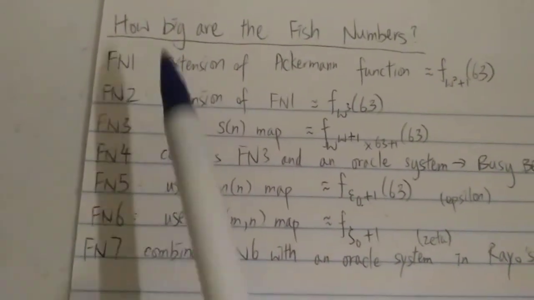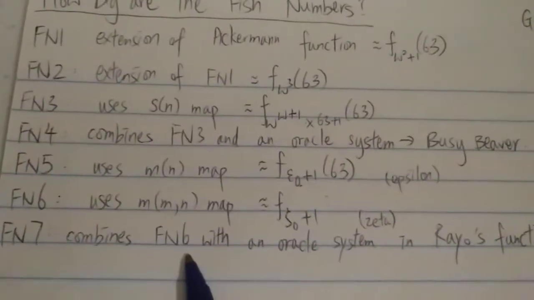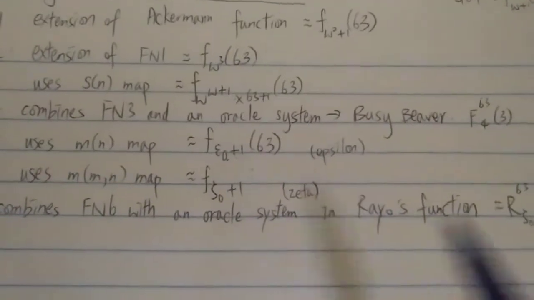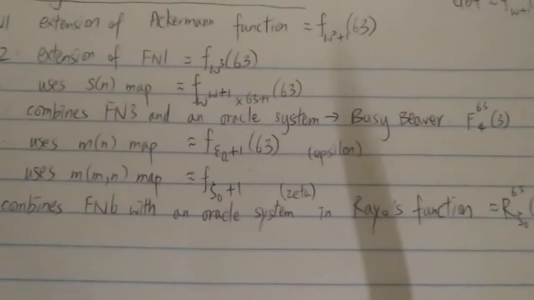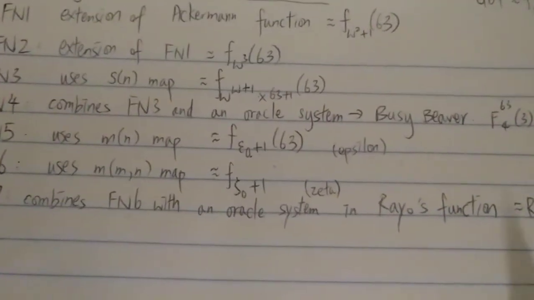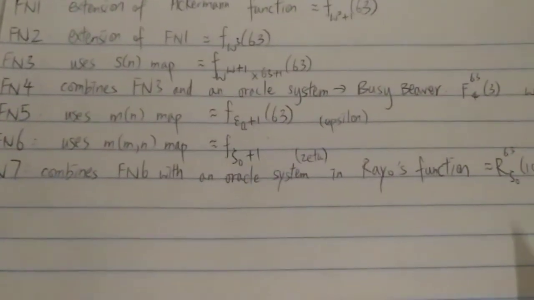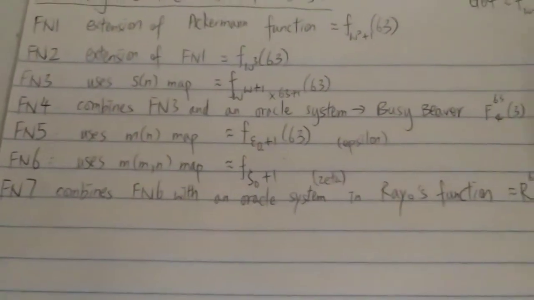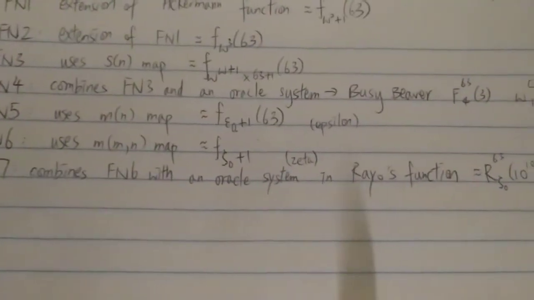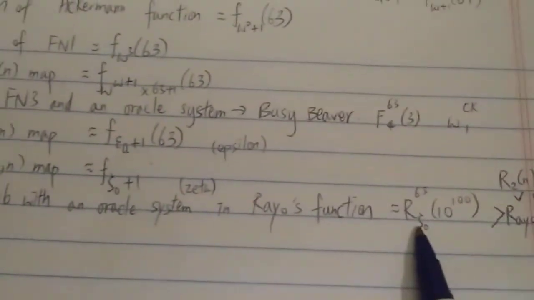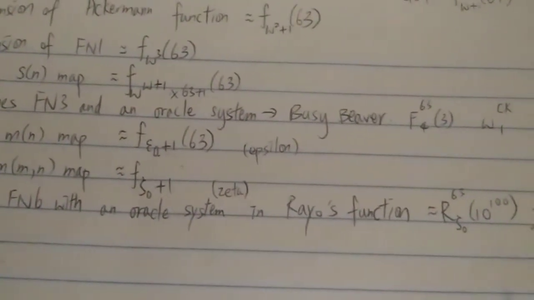It is the biggest of them all. It combines fish number 6 with an oracle system in the Rayo function. So it's an extension, or it's based on the Rayo function. However, it is much bigger than Rayo's number. Basically anything that is based on Rayo's number, besides Rayo's number plus 1, something like that, is much bigger than Rayo's number. It's written this way, so you can kind of tell it's based on fish number 6 as well. It combines the Rayo function and some of the definition over here.